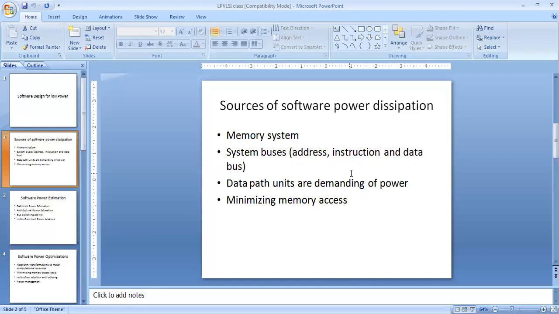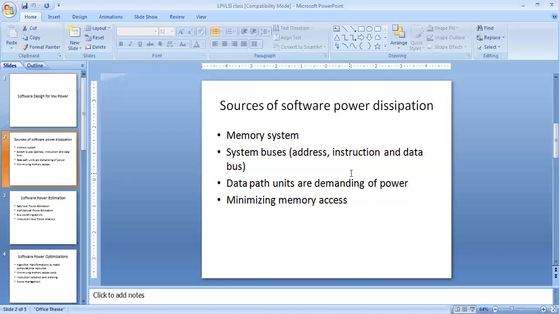First, we will see the memory system. There are several contributors to CPU power dissipation that can be influenced significantly by software. The memory system takes a substantial fraction of the power budget for portable computers, and it can be the dominant source of power dissipation. So the memory system takes a major fraction of the power budget.